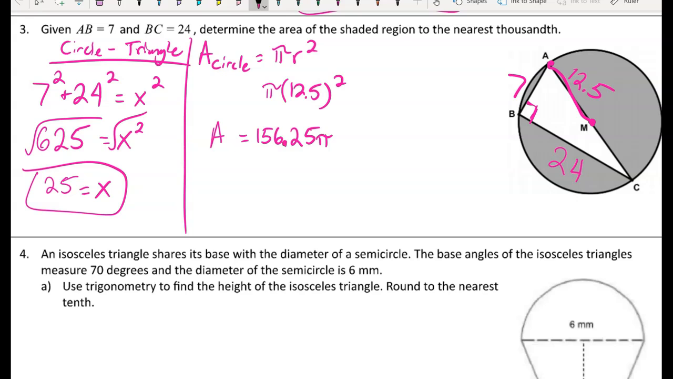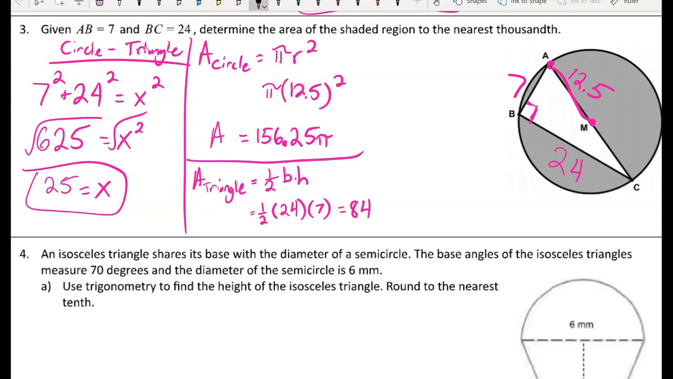So you can multiply out the pi in your calculator if you want to get the decimals here, but I always wait until the end to round my answer. So that's the area of the circle. The area of the triangle, remember the formula for that is just 1/2 the base times the height. And my base and my height are always perpendicular, so I can consider my base to be 24 and my height to be 7. So the area of the triangle would just be 84 units squared.